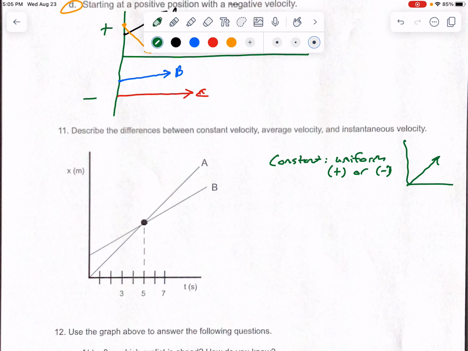Now, if I did average velocity, that is usually the velocity between 2 points.